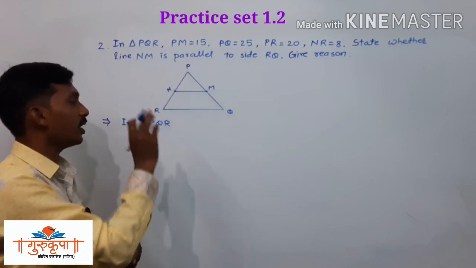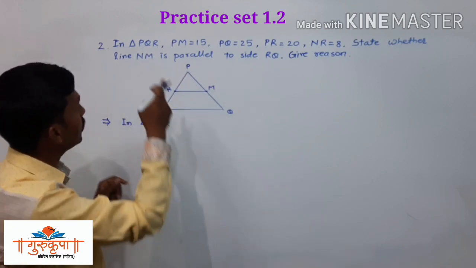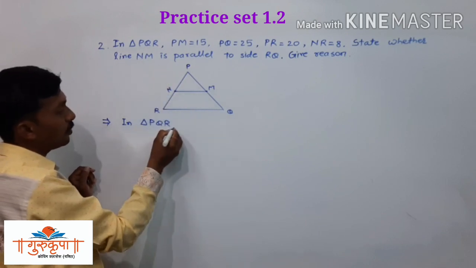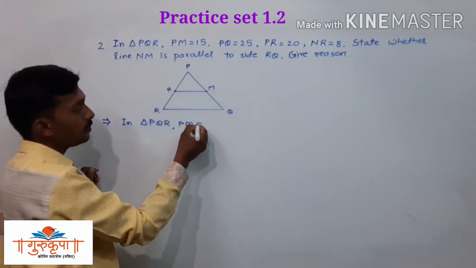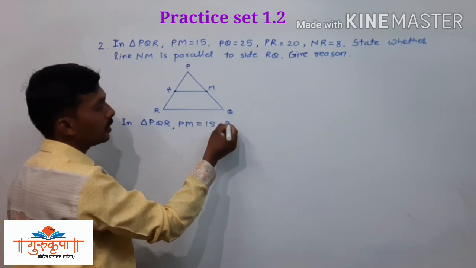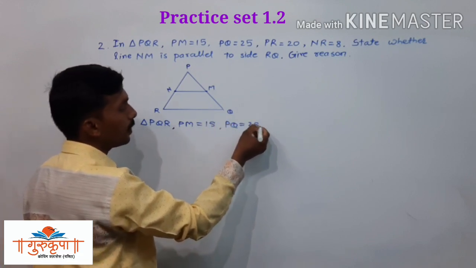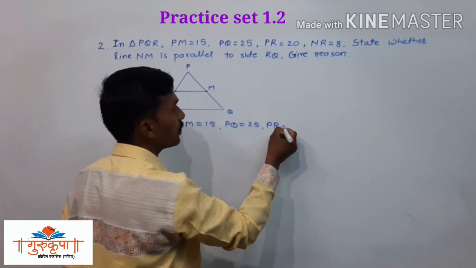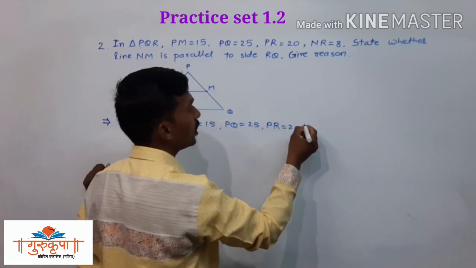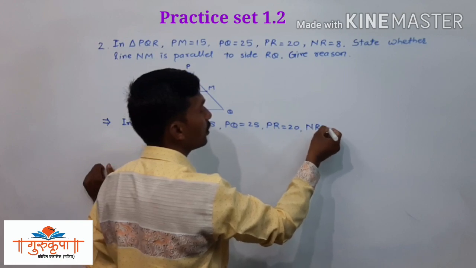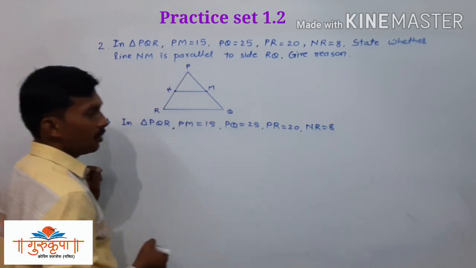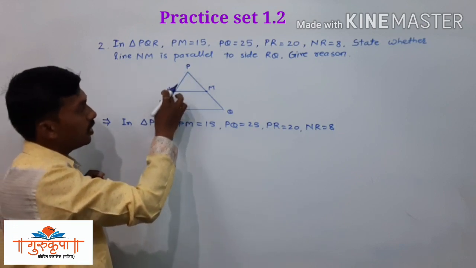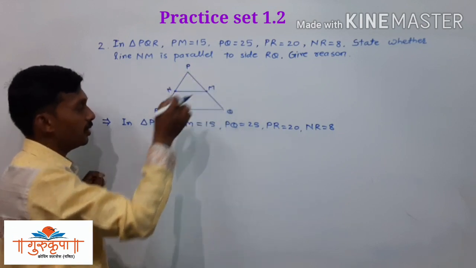Here we have the diagram. Now we have to write the given information. In triangle PQR we have given PM is equal to 15. Then we have given PQ is equal to 25. We have given PR is equal to 20. And we have also given NR is equal to 8. But what we have to know is PN, NR, PM and QM.